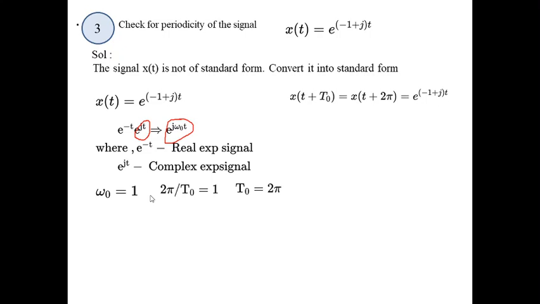Obviously next you have to check whether the signal is periodic. To do that, you go for x of t plus t naught. In the original equation, in the place of t, you have to replace it by t plus t naught. Here t naught is 2 pi. So x of t plus 2 pi is equal to e power of minus 1 plus j into t.